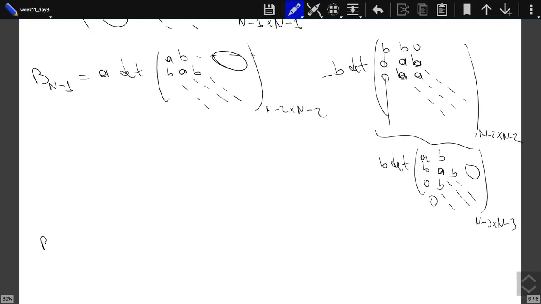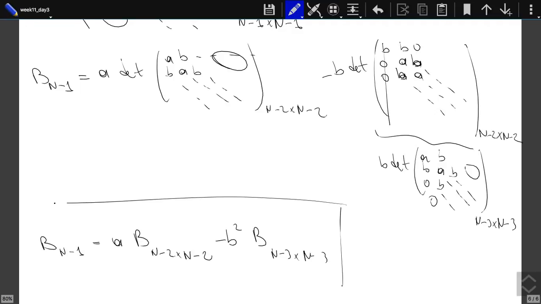So I end up having the determinant of an (n-1) by (n-1) matrix equal to A times the determinant of an (n-2) by (n-2) matrix of the same form, minus B squared times the determinant of an (n-3) by (n-3) matrix. So now I have a recursion formula. Of course, I need to start with knowing some of these.